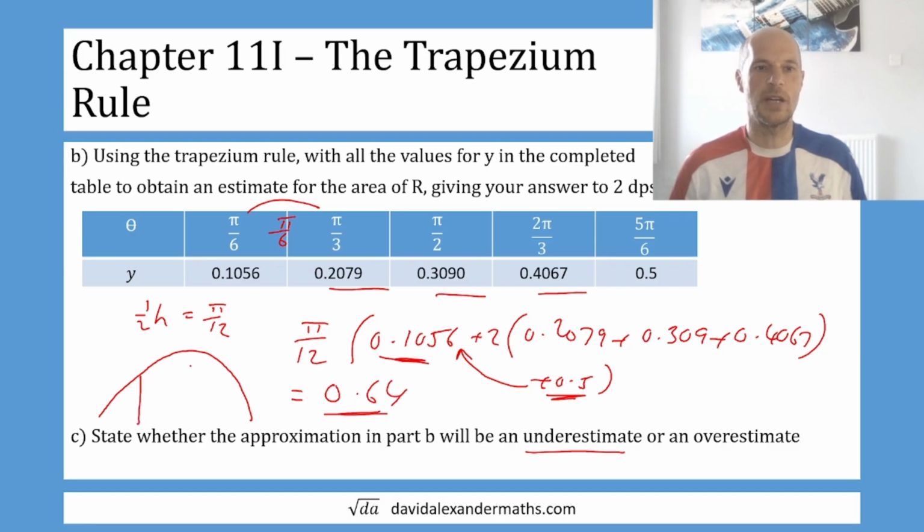So that means if you put in a trapezium like so, then we are missing this little bit of area here. So the trapezium rule, if it's a concave curve, is always an underestimate.